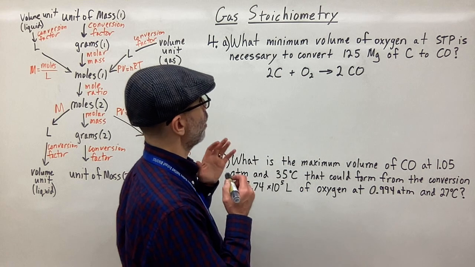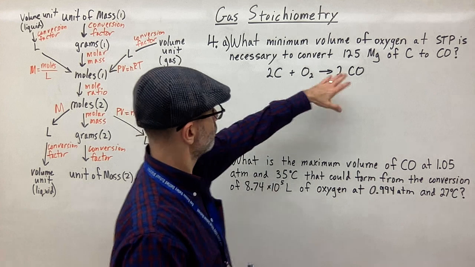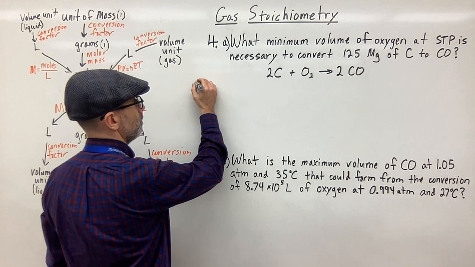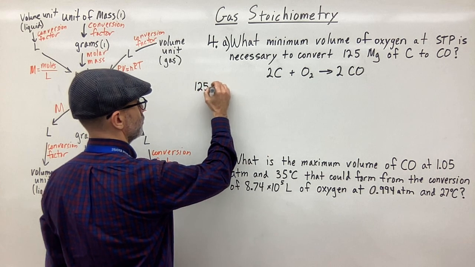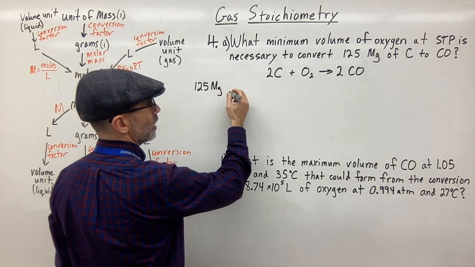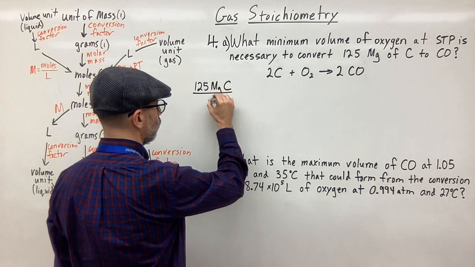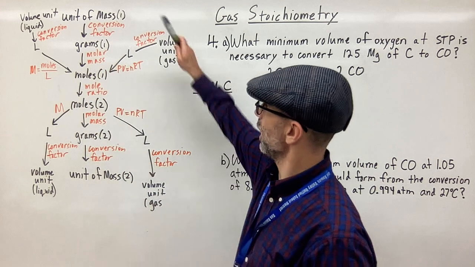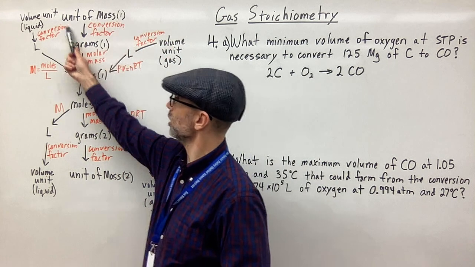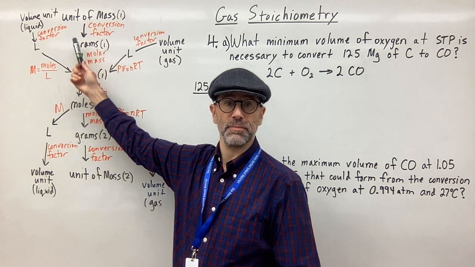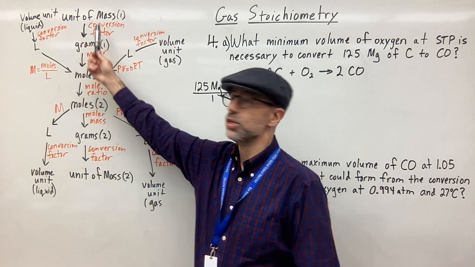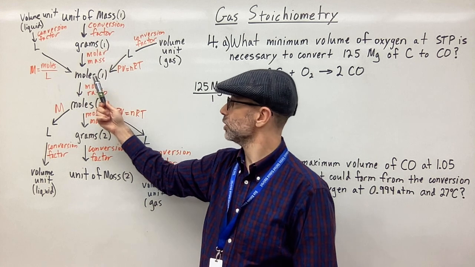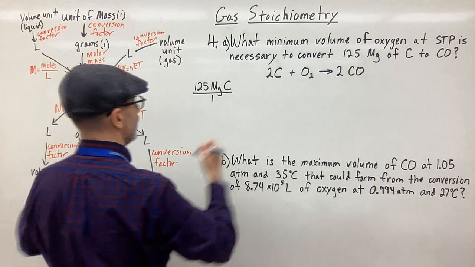We need to start with the 125. So we're going to start with 125 megagrams of carbon over 1. And again, we're at this part here. We're in grams, a unit of mass. So we're on this part of our highway, our road map, and we need to get to moles. In order to get to moles, we need to get to grams, and then we can use the molar mass to convert to moles. So let's go ahead and do that.